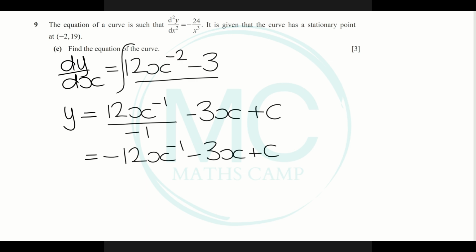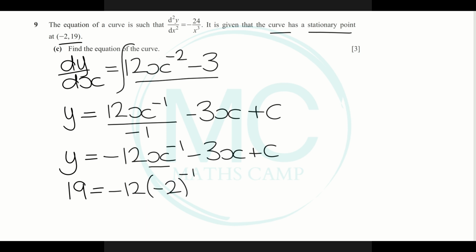We need the value of c. The question tells us that the curve has a stationary point with coordinates (-2, 19). This means that when x is -2, y is 19. And we can use this to find the value of c. So I'm going to say 19 is equal to negative 12 multiplied by negative 2 with an exponent of negative 1, minus 3 multiplied by negative 2, plus c.